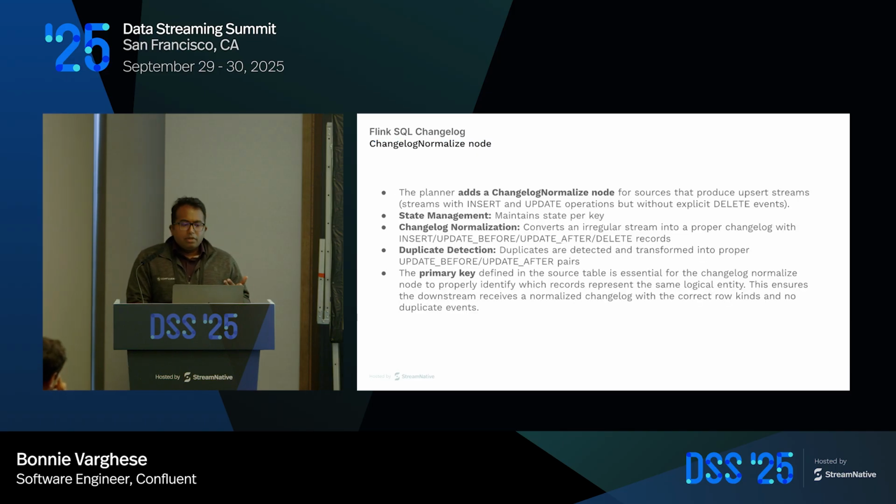Basically, it maintains state per key. It converts an irregular stream, like an upsert stream, into a full changelog stream. That is, it is capable of producing inserts, update before, update after, and delete. It can also do duplicate detection correctly, basically by using the primary key defined in the table.